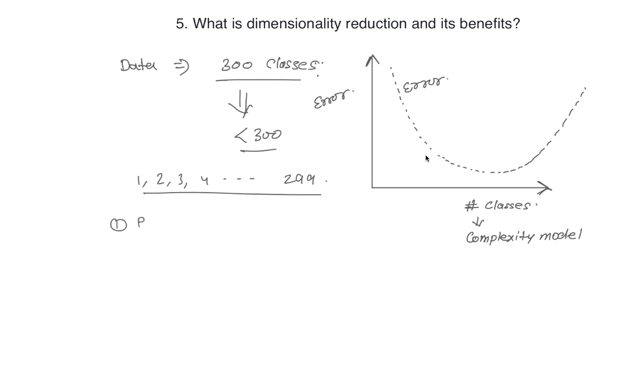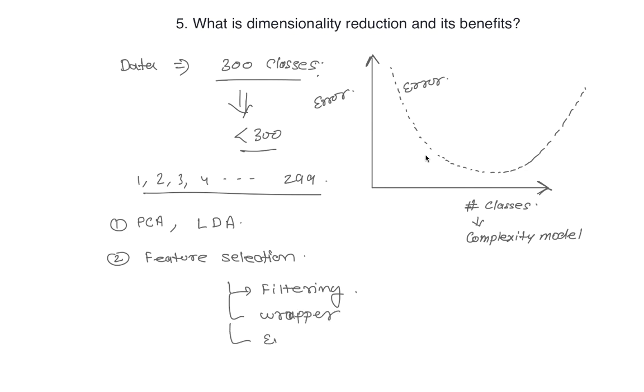Those techniques are PCA, principal component analysis, and linear discriminant analysis, LDA. Another one is feature selection. In feature selection we have 3 types of methods. The very basic one is filter methods, then we have wrapper methods, and then embedded methods. These are the techniques which reduce the features and which might also increase the accuracy.